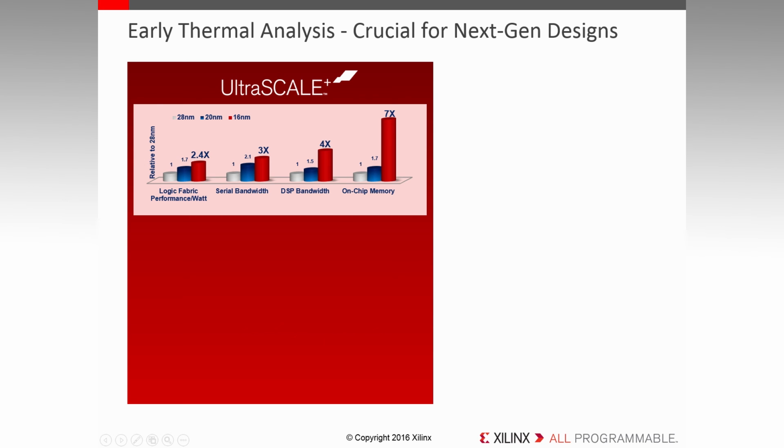Just to recall, Xilinx has been very successful at improving performance per watt with every generation. More importantly, relative to 28 nanometer, Zynq UltraScale+ delivers 2.4x fabric performance per watt, 3x higher serial bandwidth, 4x DSP bandwidth and 8x larger on-chip memory.